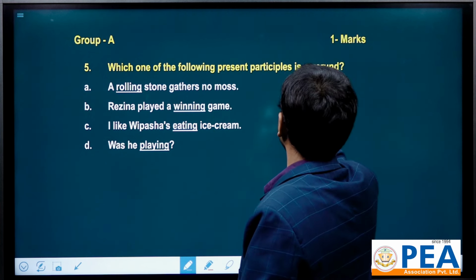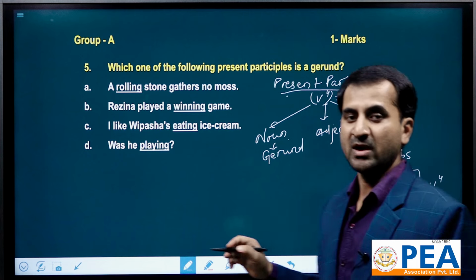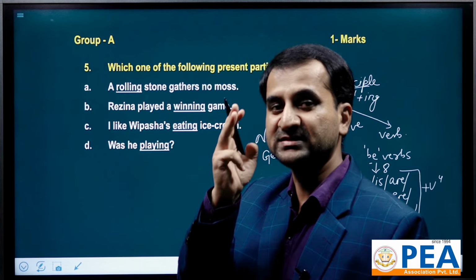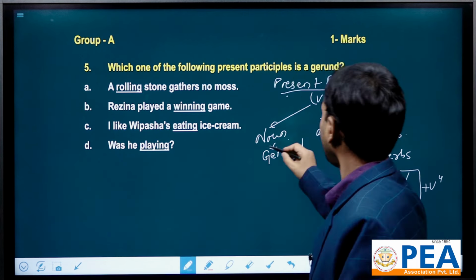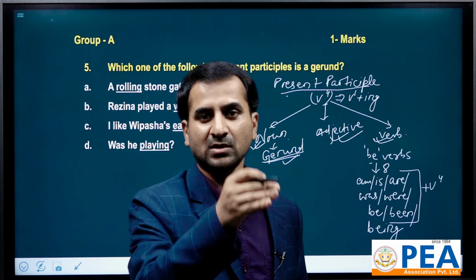See, present participle. Here we see present participle, and you might have been taught a present participle functions in 3 different ways. That is like a noun, which we call a gerund, like an adjective, and another one as a verb. There are these 3 ways V4 functions. Now if somebody asks you what is a gerund, you have to say the simple and straight answer: present participle working as a noun is called a gerund, or V4 working as a noun is called a gerund.